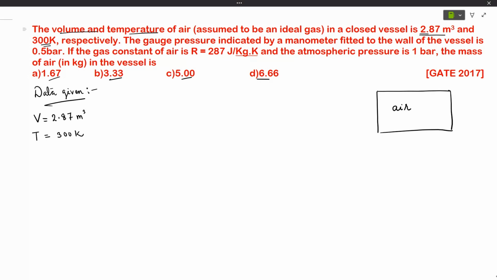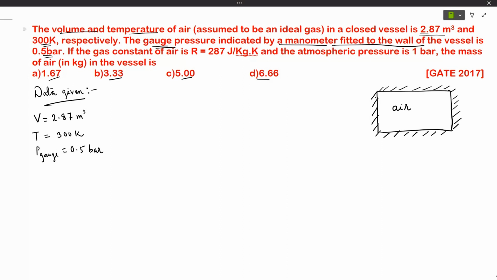Now in the question it is mentioned that a manometer is fitted to the wall of the vessel. So this is the wall of the vessel, and to this wall a manometer is fitted, which reads the gauge pressure that is equal to 0.5 bar. So here let us consider P gauge equal to 0.5 bar.